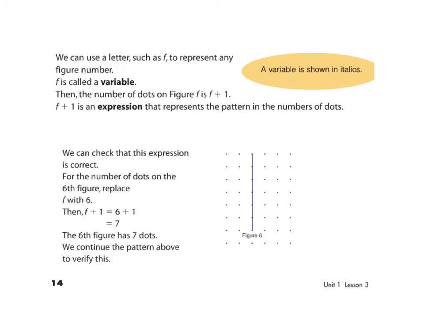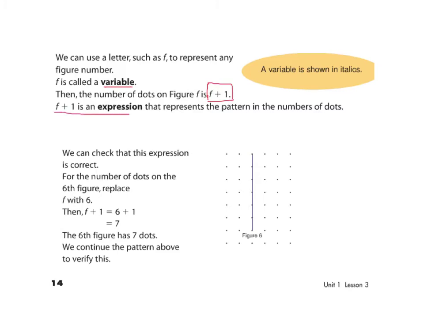Now, an expression always uses a variable. What is a variable? We can use a letter, such as F, to represent figure number. F is called the variable. So instead of writing everything, because mathematicians sometimes like to take shortcuts and use symbols instead, the number of dots would be the figure, so figure plus 1 would be our rule as an expression. This is the expression, figure number, or F plus 1 is our expression. We have the variable being the letter that represents the figure.